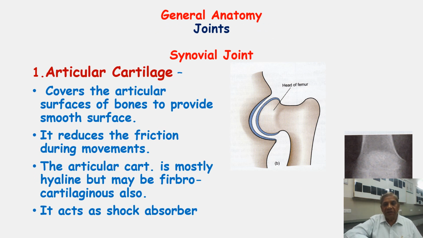Now let us discuss these structures which form a synovial joint, one after the other. Let us see here, articular cartilage. Here you are seeing the hip joint, very roughly drawn, and in this blue color there is a lining covering the ends of the head of the femur and the acetabular cavity of the hip bone. Both these articulating areas, which come in contact with each other, are covered by the hyaline cartilage, which is called articular cartilage.